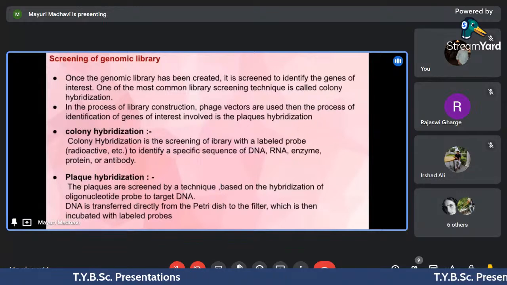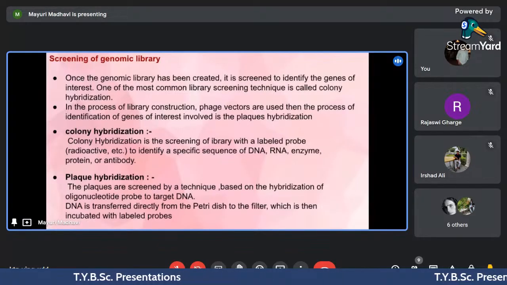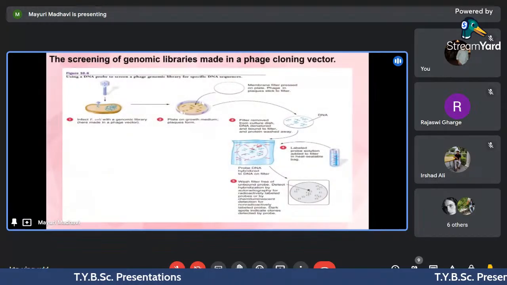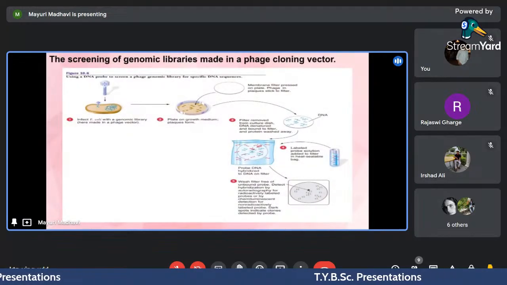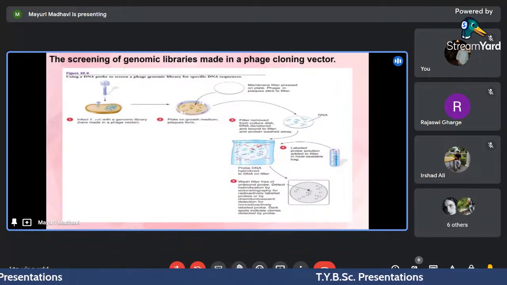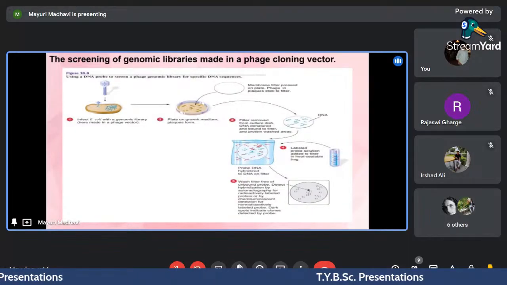Second, plaque hybridization. In that, it is based on the hybridization of an oligonucleotide probe to target DNA. DNA is transferred directly from the petri dish to the filter, which is then incubated with labeled probes. Here we discuss the screening of a genomic library made in a phage cloning vector diagrammatically. In the first step, the phage vector carries the small genomic library and the E. coli cells are infected with the genomic library. Then the cells are plated as a lawn. In the second step, on the next day, plaques are produced.